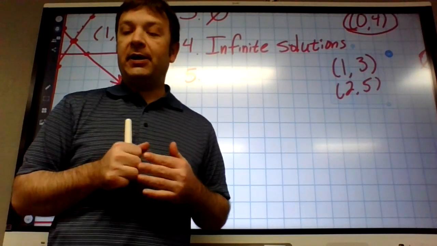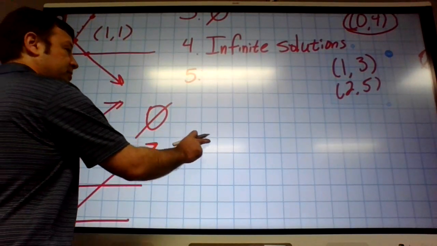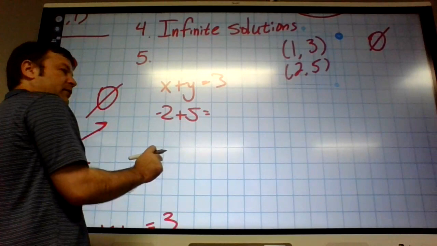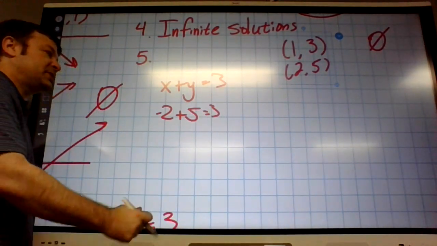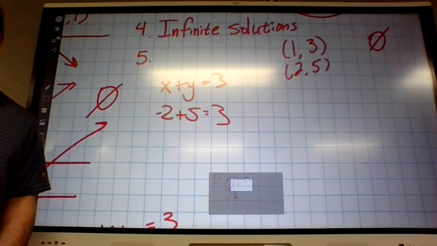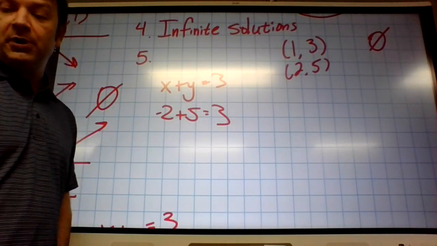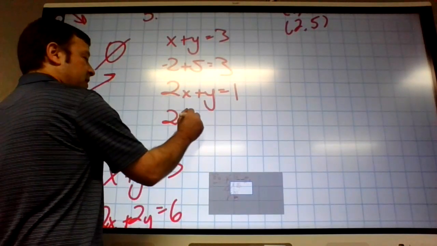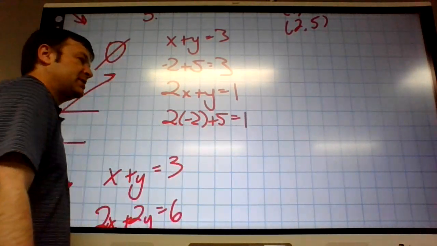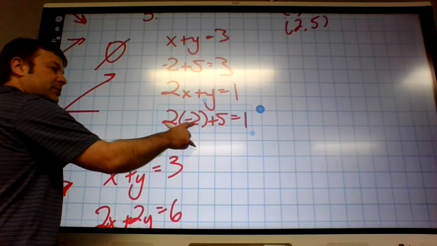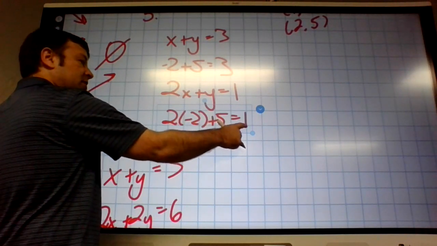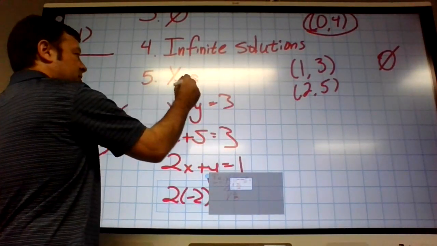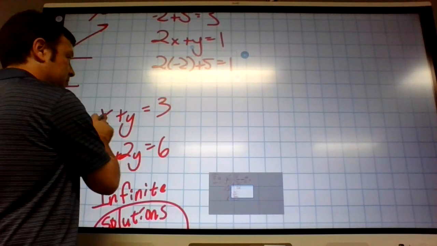Okay, so on number 5, x plus y equals 3. If I plug in -2 and 5 for x and y, is that a true statement? Does -2 plus 5 equal 3? Yes, it does. And then 2x plus y equals 1 is the other equation. So if I plug in -2 and 5 into that, is that true? 2 times -2 is -4 plus 5 is 1. Yes, that does work. So it worked in both of them. So all we have to do is put yes, it is a solution.